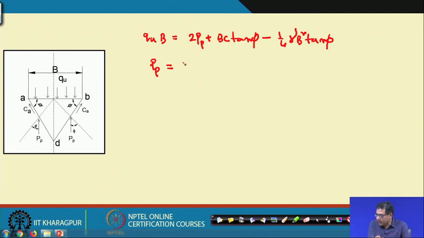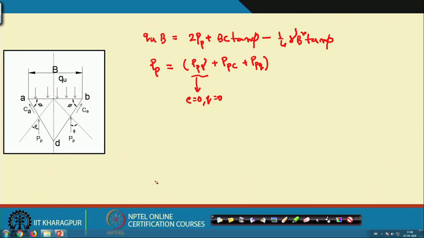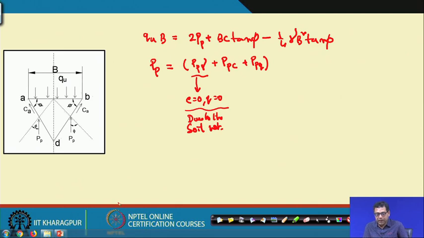So, now I can write that PP is PP gamma plus PPC plus PPQ. So, this is the gamma term, where when we calculate the PP gamma, we consider that C is equal to 0, Q is equal to 0. That means, the cohesion is 0 and surcharge is also not applied. So, this is due to the soil weight. And when you consider this contribution, we assume that soil is cohesionless and surcharge is nil.